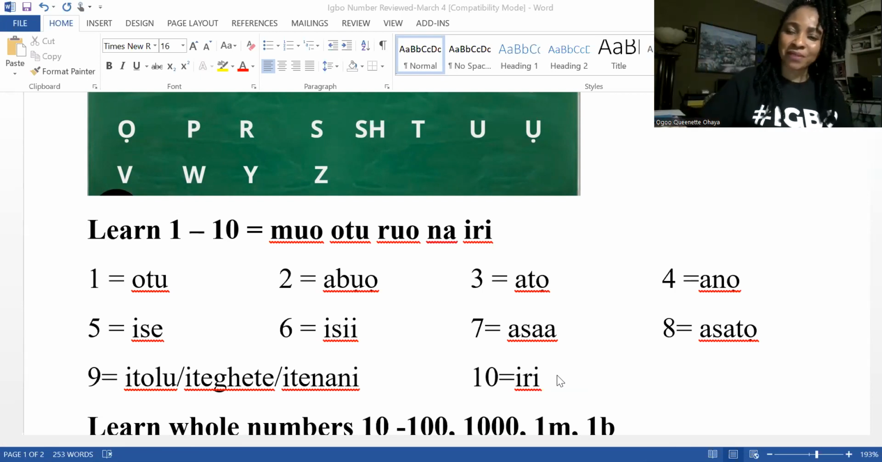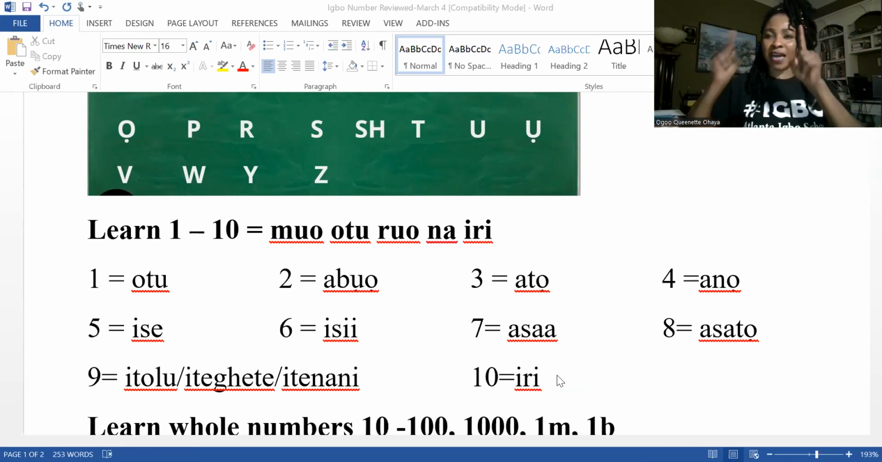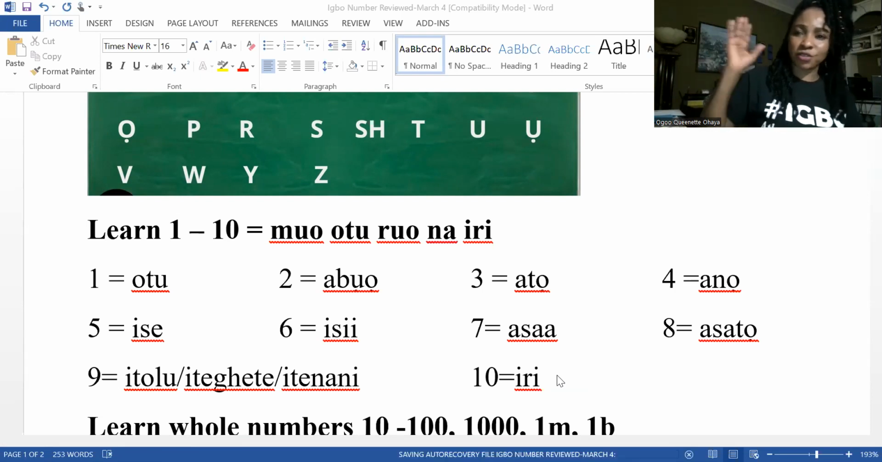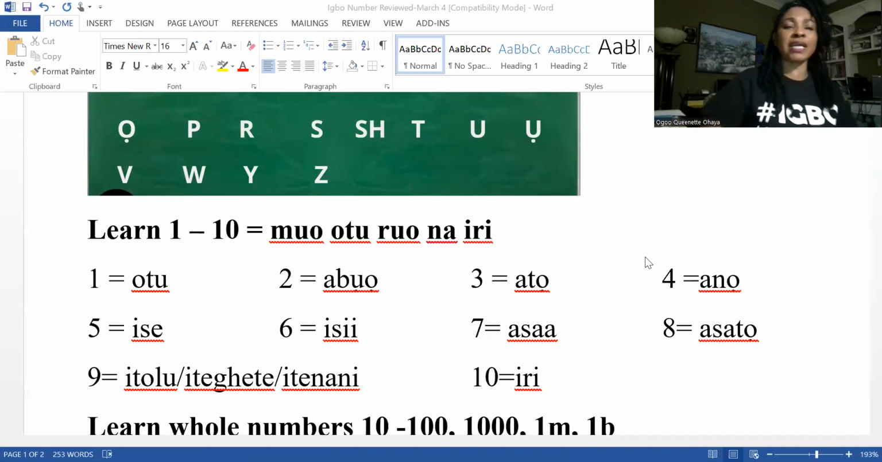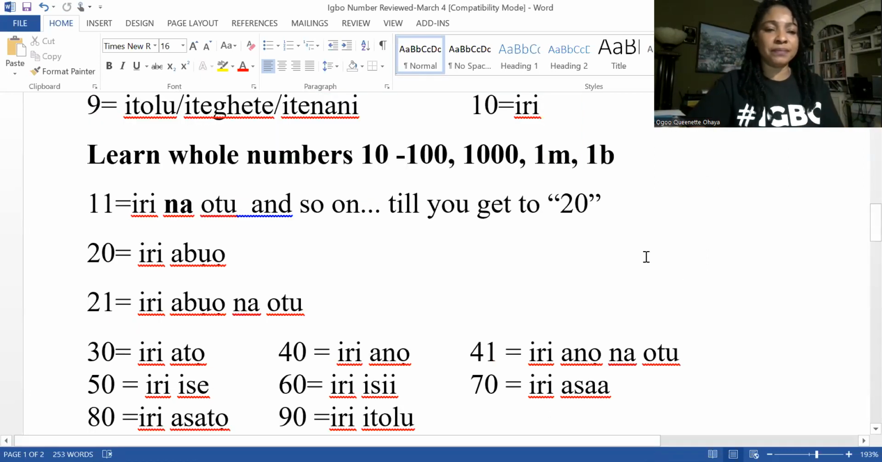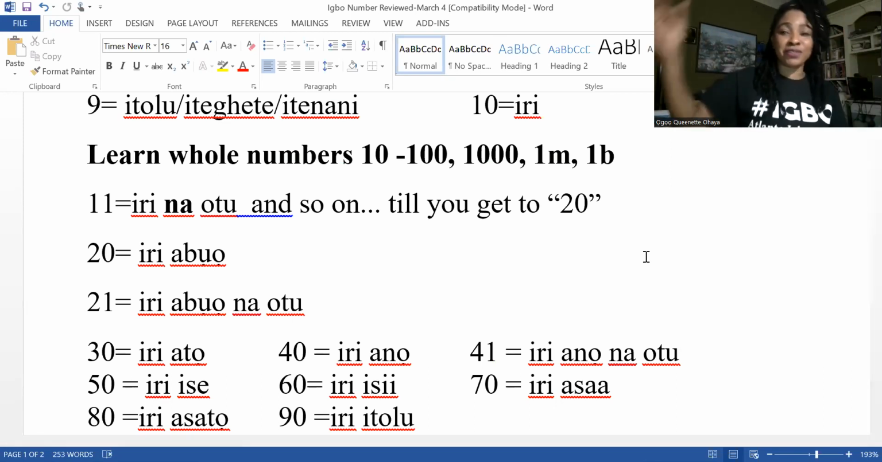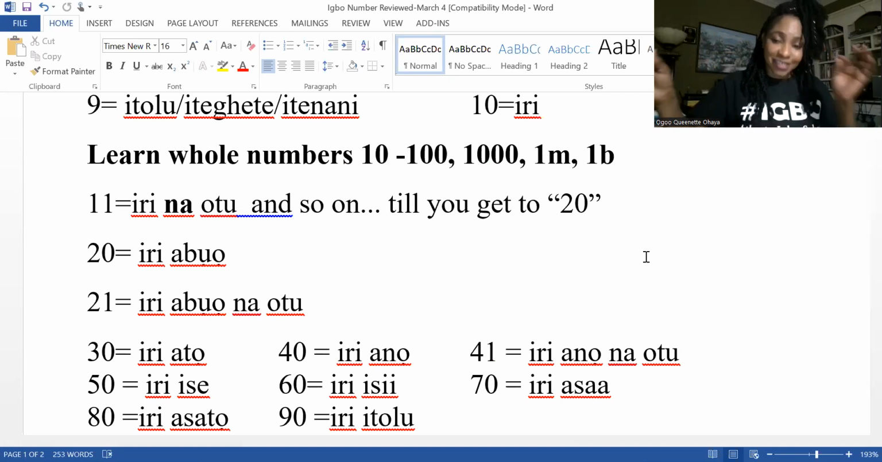Now 20 will be what? Iri abụọ, which is 2 tens. 1 ten, 1 ten, iri abụọ. Okay, that's 20, iri abụọ. Now, when you plug it like that, once you know that, now 21, iri abụọ na otu. You start plugging in 1 to 9 again.